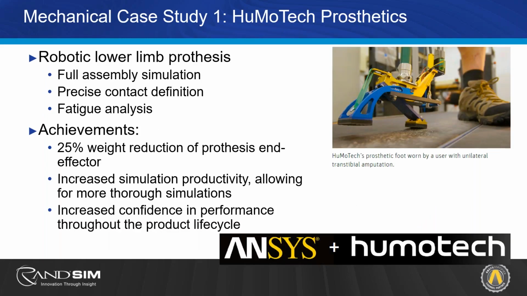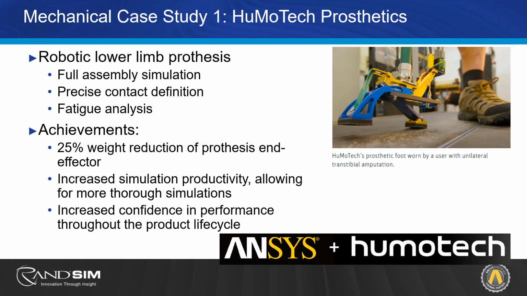Thank you, Chris. So this first one was a prosthetic device designed by HuMoTech Prosthetics. It was a robotic lower limb, and they did really a whole battery of simulations on this, from piece parts to sub-assemblies all the way up to the full assembly. In those final analyses, the model got relatively large, but Ansys can handle that full assembly and characterizing all of that different behavior.